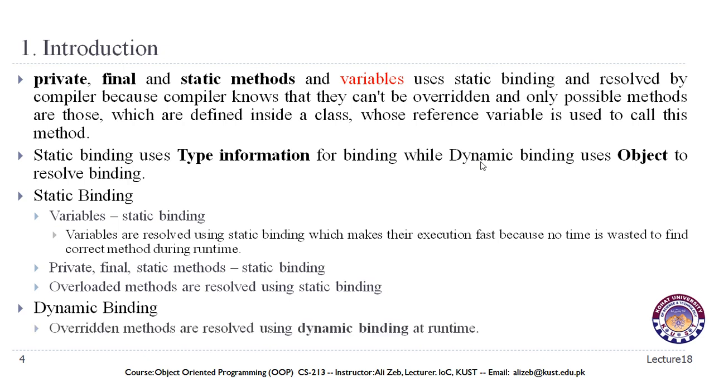Dynamic binding: overridden methods are resolved using dynamic binding at runtime. When we override methods, for example, a method has been defined in a superclass, and then we have subclasses of that superclass implementing the same method. Overridden methods are when the signatures of the methods are the same, and by the signature we mean the name of the method and the number of parameters inside that method are the same. Then we are using method overriding, and that is resolved using dynamic binding. So the issue of dynamic binding arises when we are using method overriding.